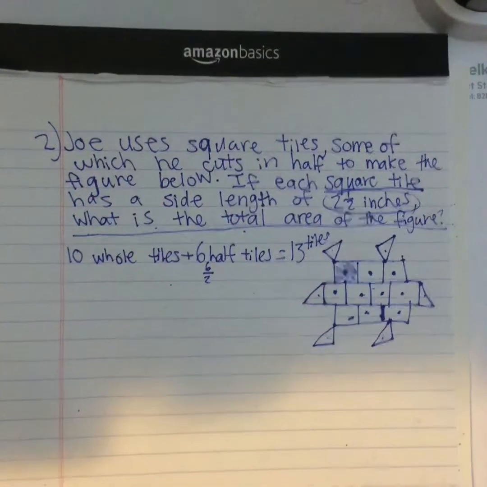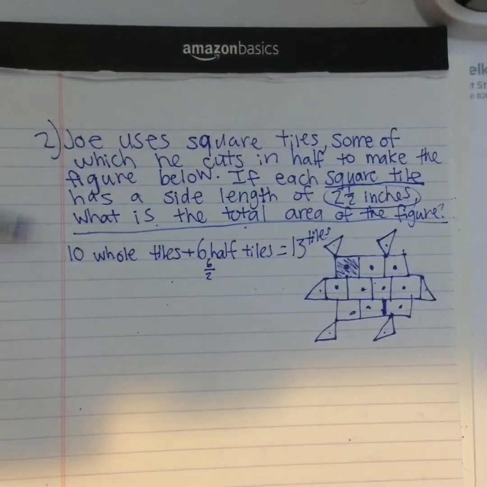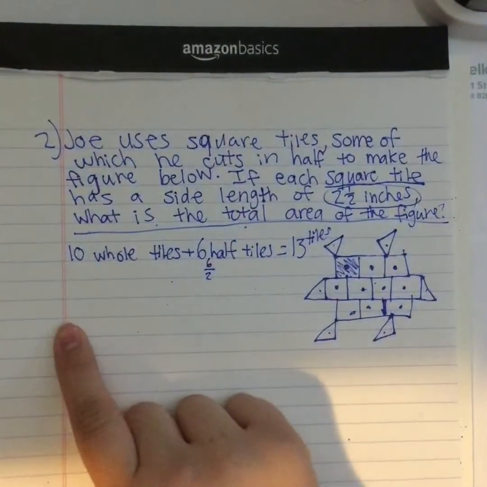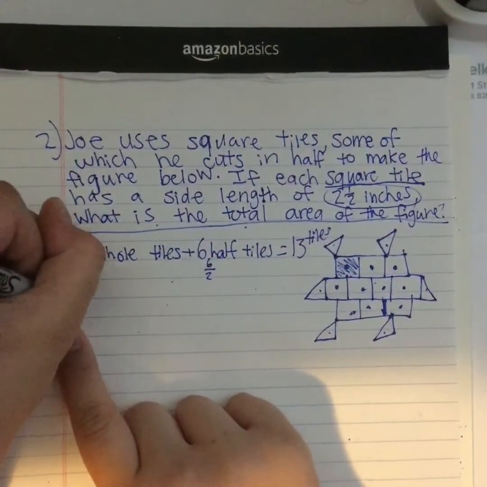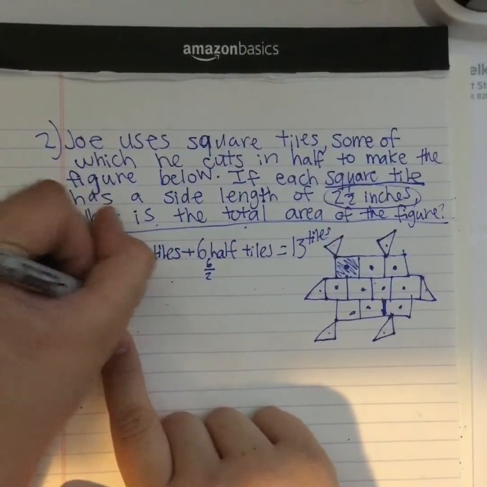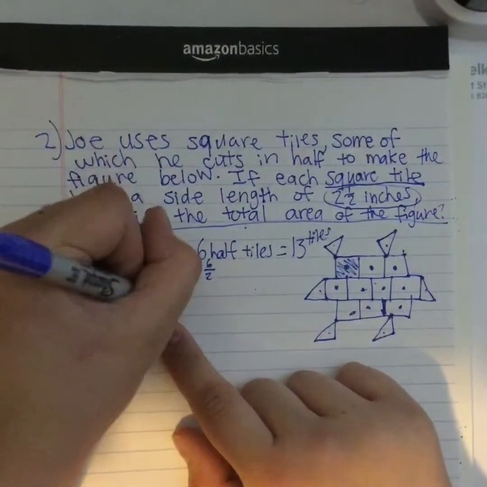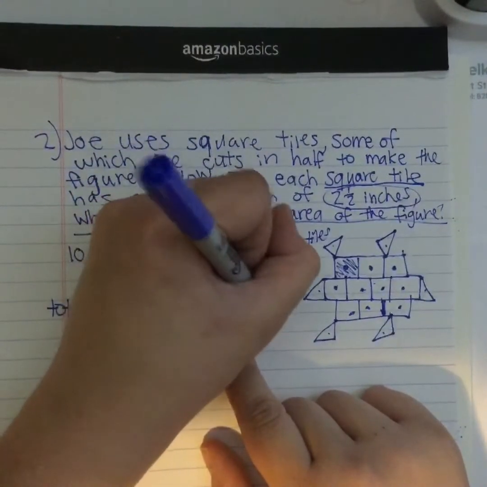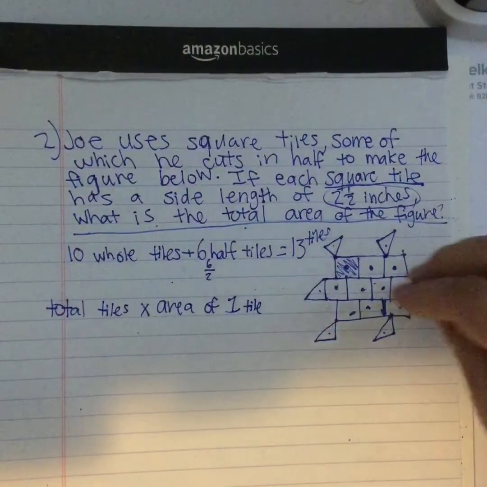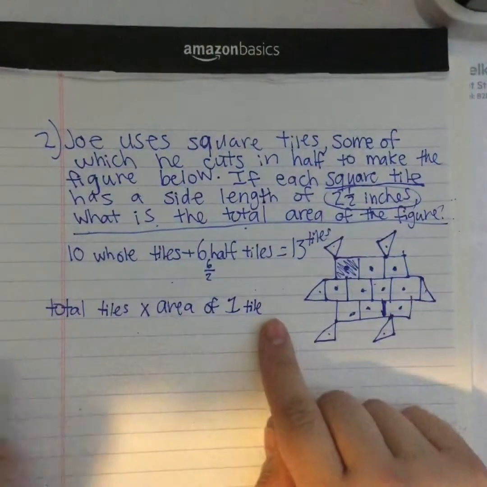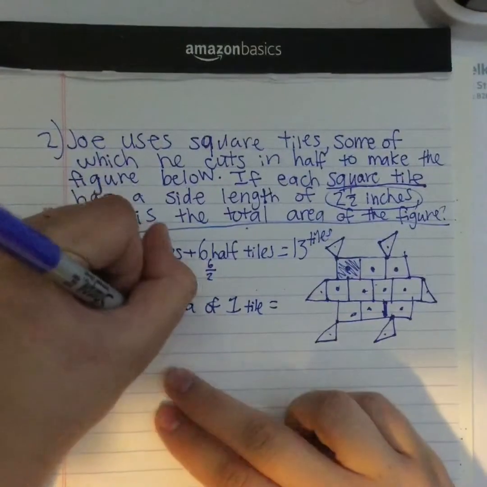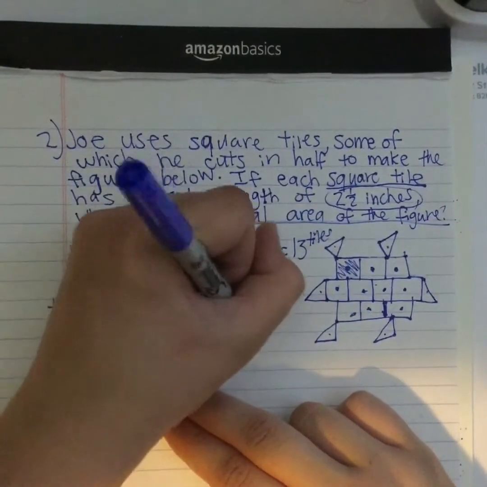When I'm thinking about the problem-solving portion of this, I always want to do my problem-solving first. I need to know how many tiles there were. Technically, I could have done this after, so whoops. But anyway, I need to know the total number of tiles, times the area of one tile, because if each one has the area of one single tile, we know that 13 of those tiles will equal the area of the figure.